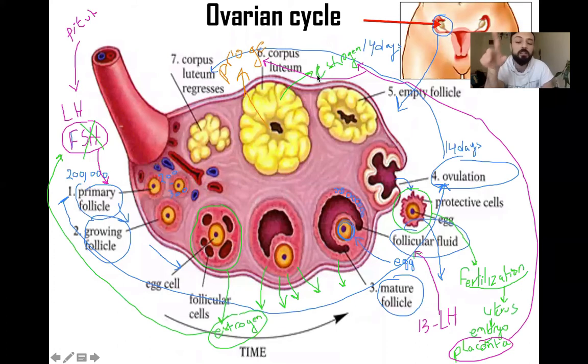This placenta, as long as it's surviving and attached to the wall of the uterus, continues to produce estrogen and progesterone for 9 months, keeping the estrogen and progesterone levels high. Because any drop in estrogen and progesterone will cause the increase in what hormone? FSH. An increase in FSH will start a new cycle, which will corrupt all the pregnancy process.